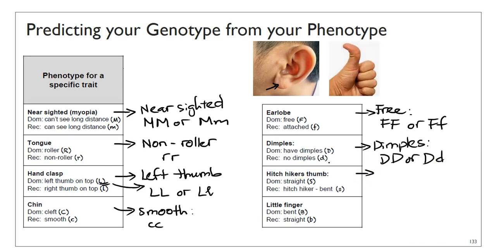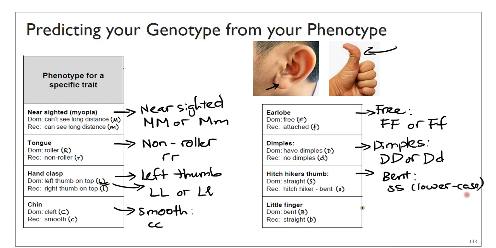Hitchhiker's thumb. This is a hitchhiker's thumb. So your thumb bends backwards, which is a recessive trait. If it's dominant, it will be straight. And I never actually realized this about myself, but my thumb actually bends backwards. So this is a recessive phenotype, which means I must be homozygous for this trait. So this is the lowercase, yeah?